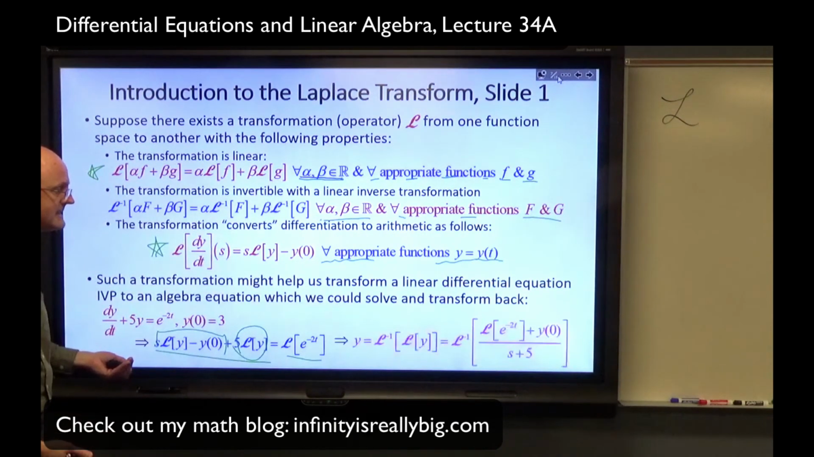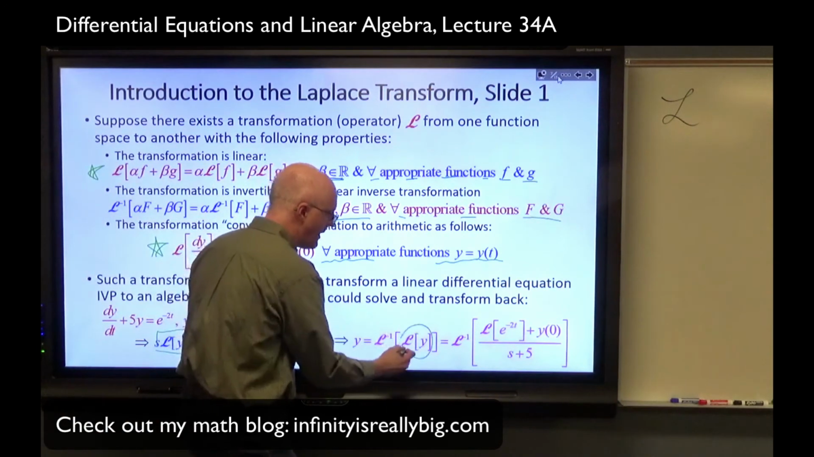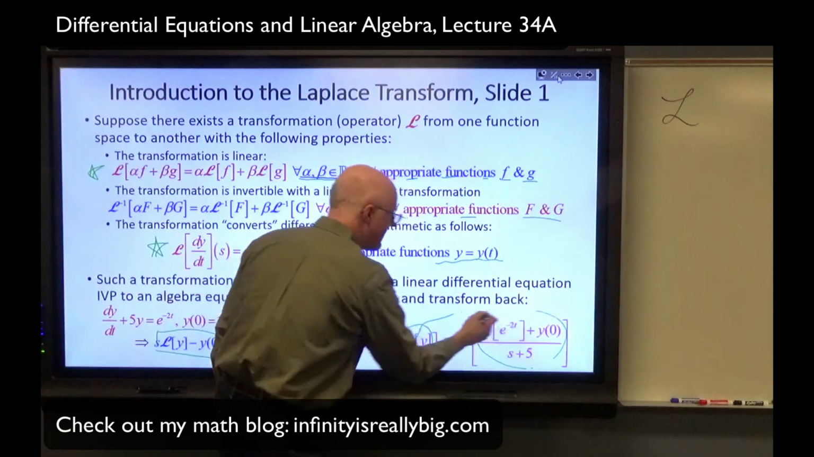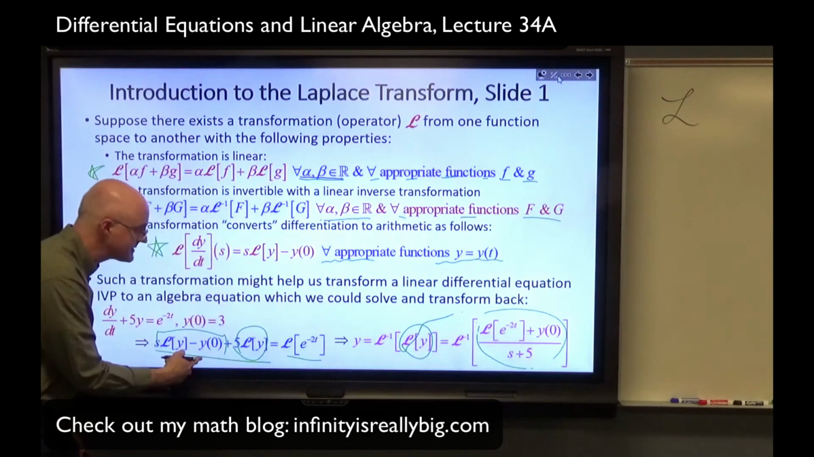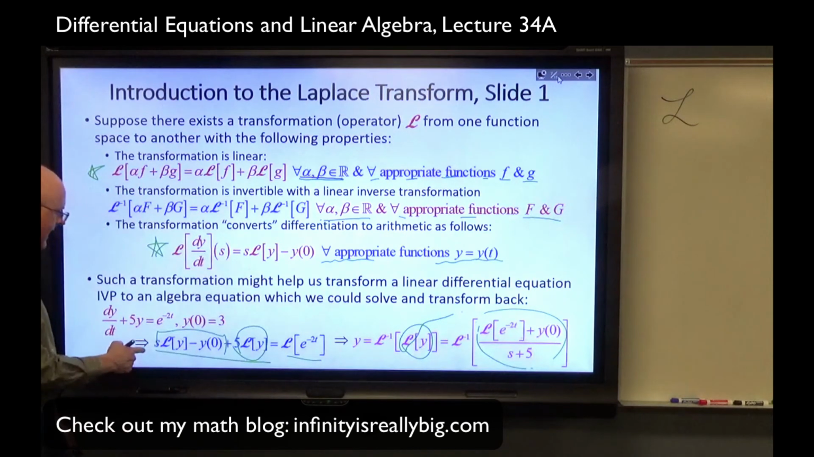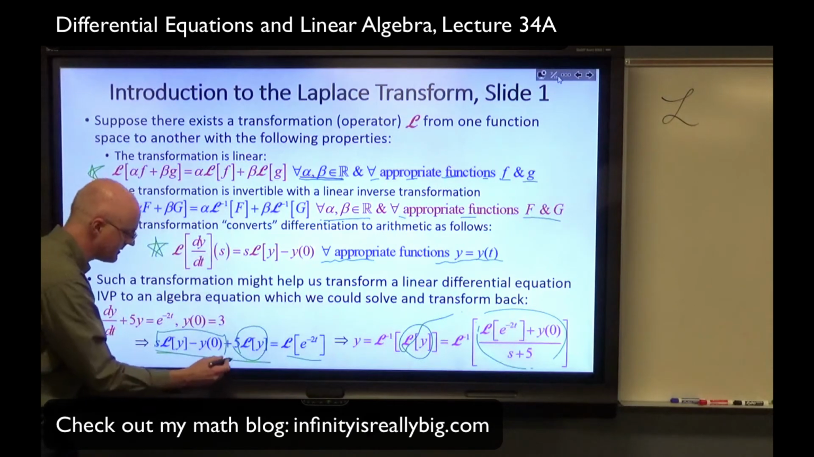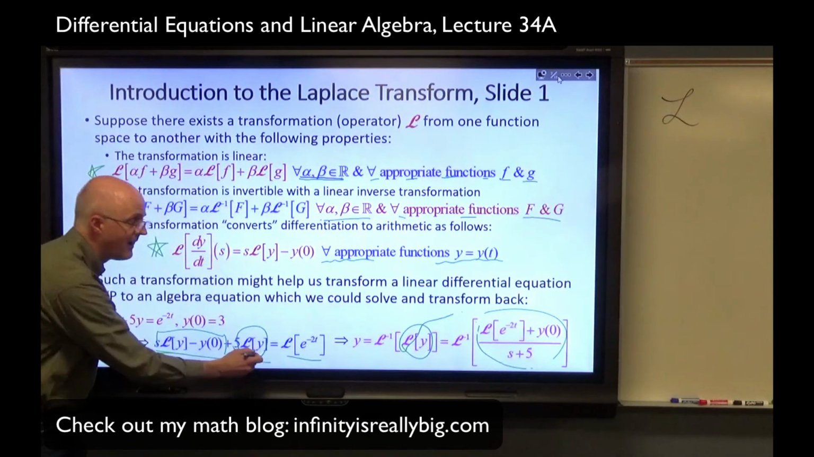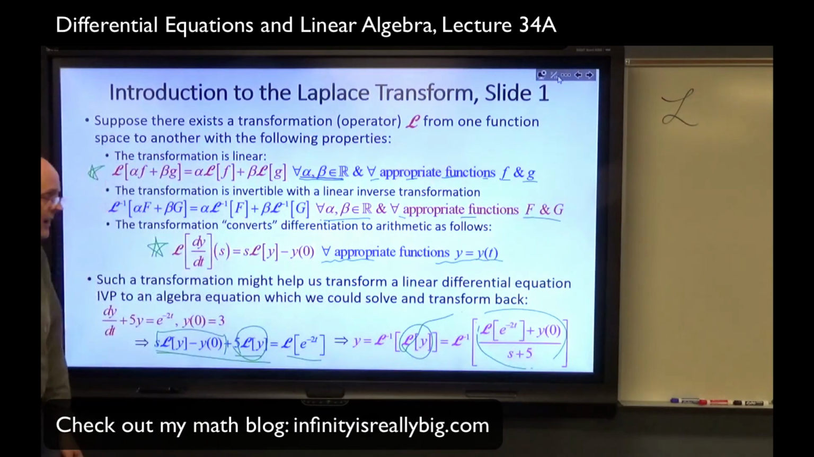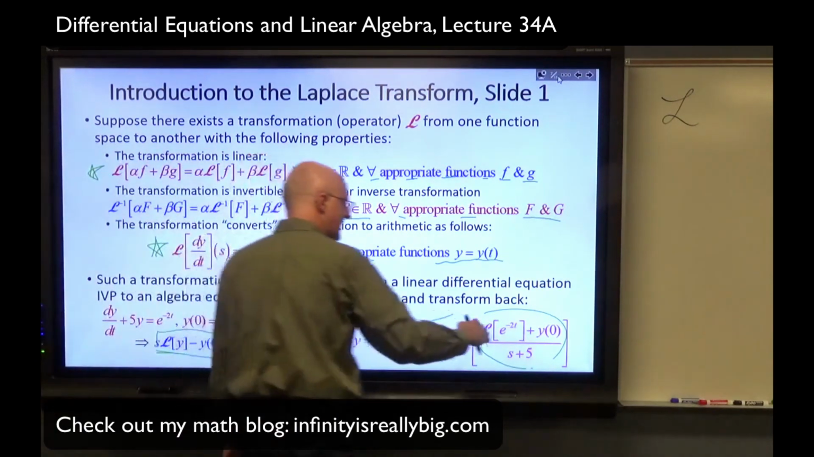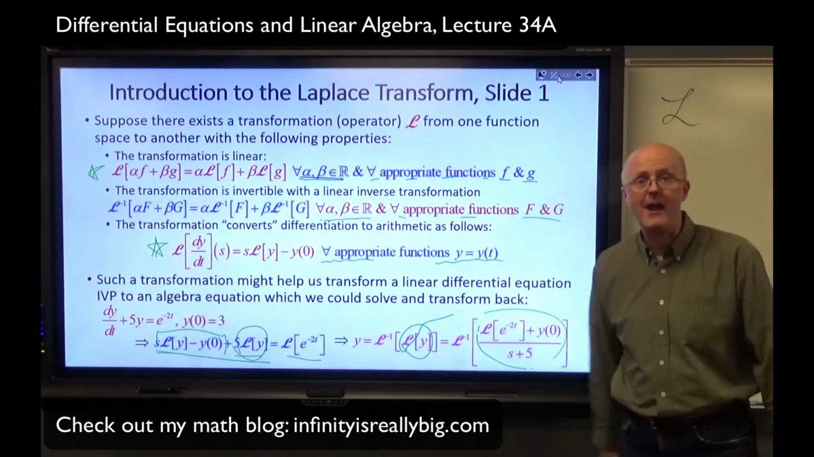I could write it like this. y is L inverse of L of y, but L of y is this entire thing. If I solve this for L of y by first adding y of 0 to both sides, which is 3 by the way, and then dividing both sides by s plus 5, because L of y appears there and there, I would get this. Exactly what I circled over there. Huh. So if I could figure out the stuff inside the fraction, and then I could figure out L inverse of that, I guess I'd have y.